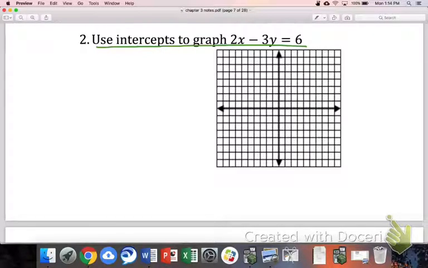Those of you that have some kind of algebra background from middle school have really been trained that slope-intercept form is the only way to do it, or the best way to do it. In certain cases, what we're about to do is better. Way better. So check this out. We're going to use intercepts to graph. I am going to find my x-intercept first, and here's how we're going to do it.